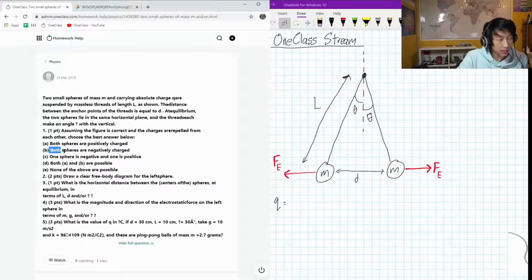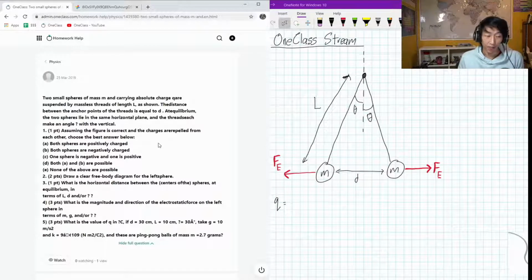What about B? B is saying they're both negatively charged. For the same reason, it's possible that they're both negative, because negative charges don't want to be around other negativity. They're trying to get away from charges that are the same sign as them.